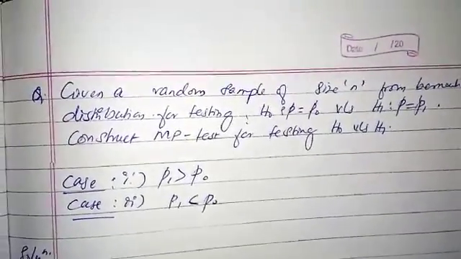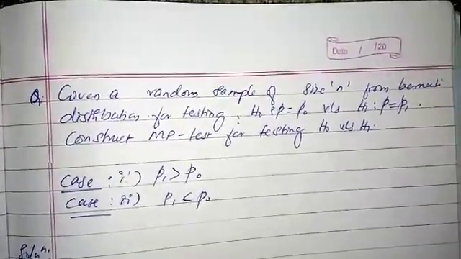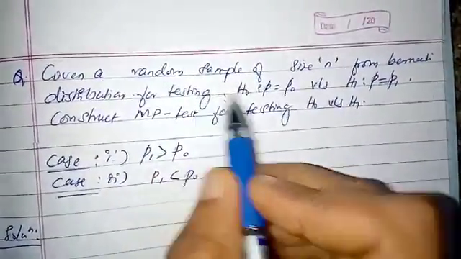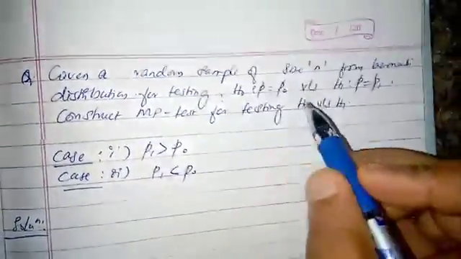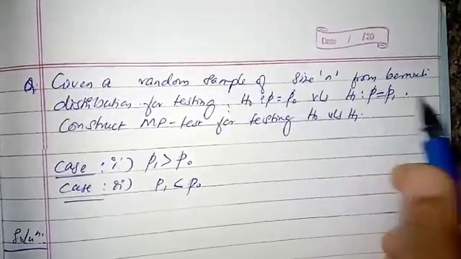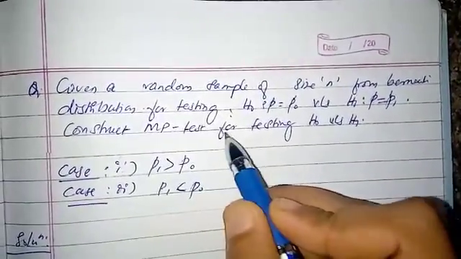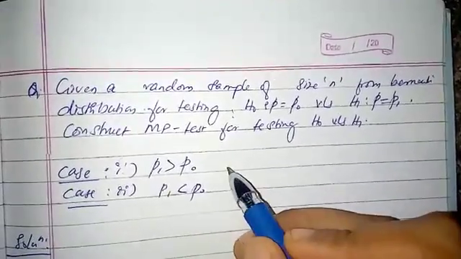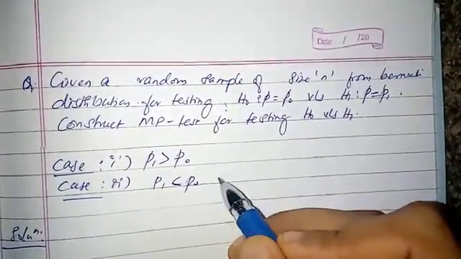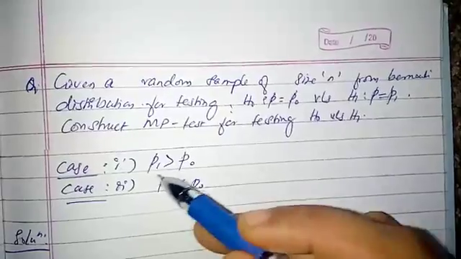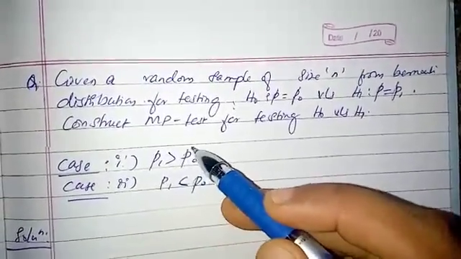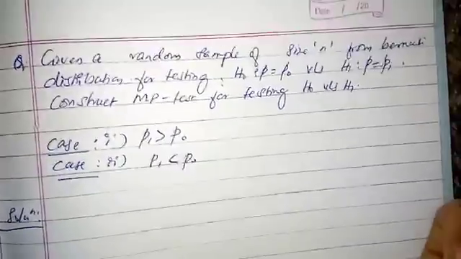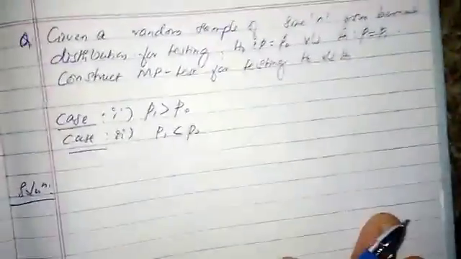The problem is: given a random sample of size n from a Bernoulli distribution, for testing H0: p equal to p naught versus H1: p equal to p1, construct the most powerful test for testing H0 versus H1. This problem contains two cases. Case 1 is p1 greater than p naught. Case 2 is p1 less than p naught. We will solve this problem.